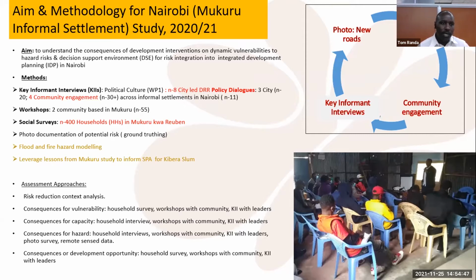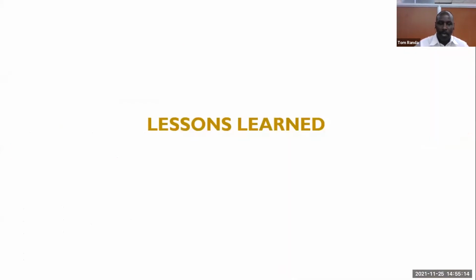And recently, we also did a comprehensive survey to look at the implication of the infrastructure on risk reduction in Mukuru, and we selected Mukuru Kwaruged, which is a small segment of one of the informal settlements, and we had 400 households. So we also have documentation and flood hazard modeling, which is ongoing. And the question now is, what are some of the key lessons that could inform integrated urban planning? What are some of the key policy lessons or general lessons?